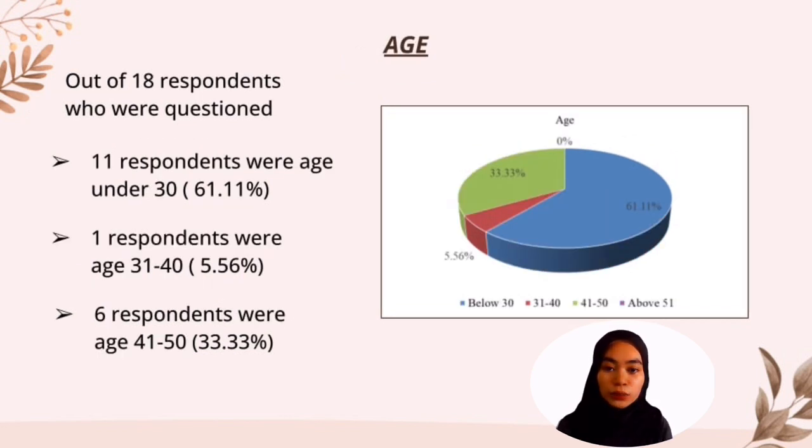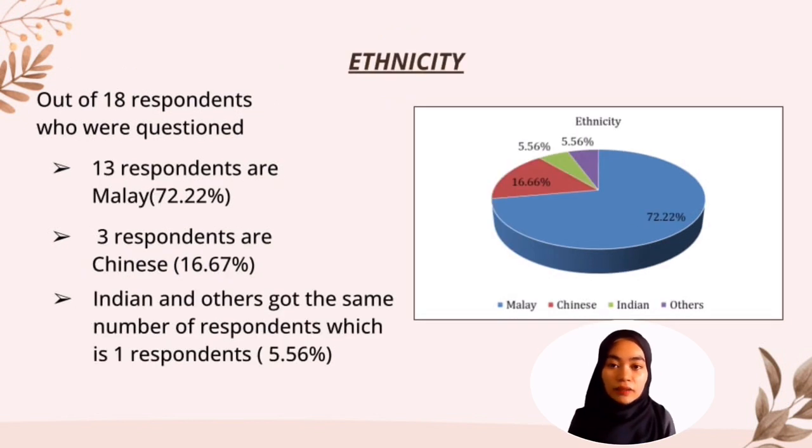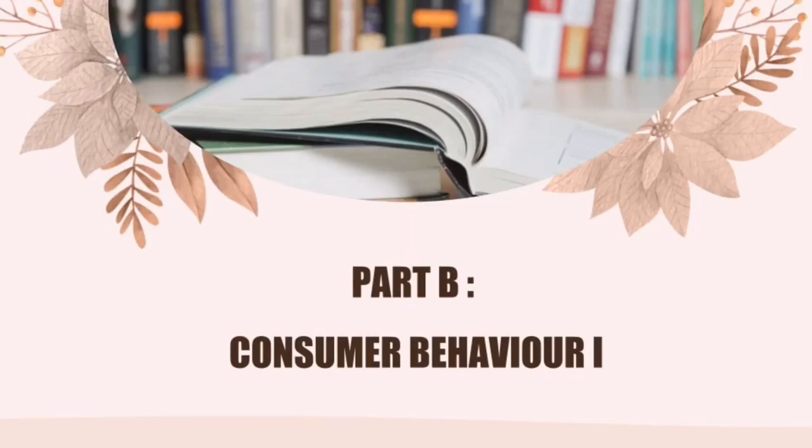Out of 18 respondents who were questioned, 11 respondents were aged under 30, 61.11%, 1 respondent was aged 31 to 40, 5.56%, 6 respondents were aged 41 to 50, 33.33%. Ethnicity. Out of 18 respondents who were questioned, 13 respondents are Malay, 72.22%, 3 respondents are Chinese, 16.67%, Indian and others got the same number of respondents, which is 1 respondent, 5.56%.